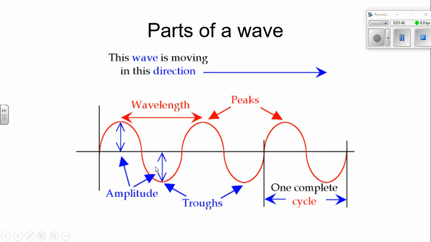So that's the amplitude. When this thing goes through one complete cycle, it has gone through one wavelength. If you see it's at the midline on its way up, and it comes back down, and then it crosses the middle on its way up, at that point it's gone through one complete cycle. So you should know the parts of a wave.